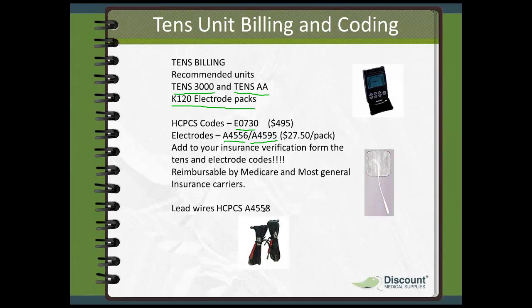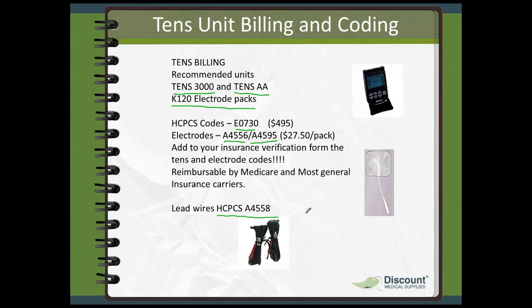Also, lead wires. The lead wire is A4558, and we recommend a lot of times these lead wires may not last the course of 3, 6 months, or a year based on the patient and the use of the system. So we always recommend giving the patient at least one extra package of lead wires. They only cost an additional $3, and it's a great little help to the patient so they don't have to go search for them if they do break or come back to you.